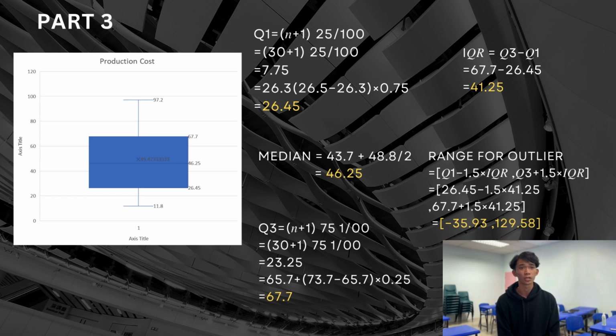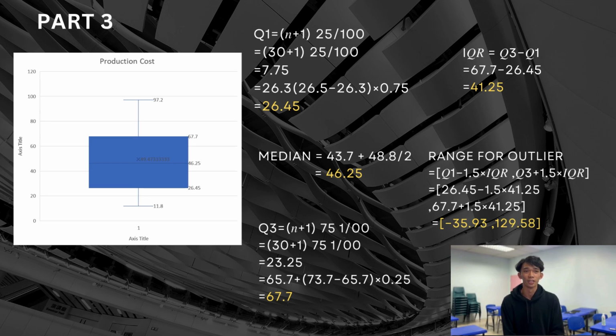97.2. For the Q1 it is 26.45. The box plot for the production cost, the minimum point is 11.8, while the maximum point is 97.2. So the Q1 is 26.45, Q3 is 67.7, and the median is 46.25.